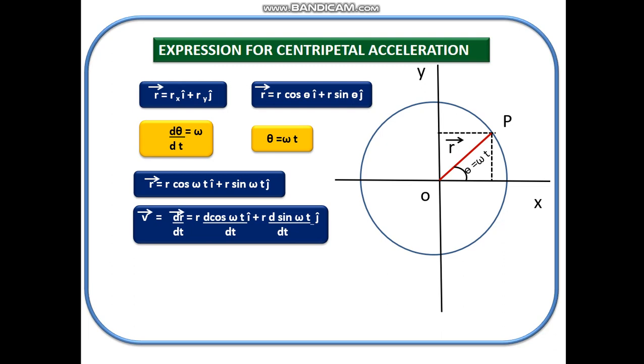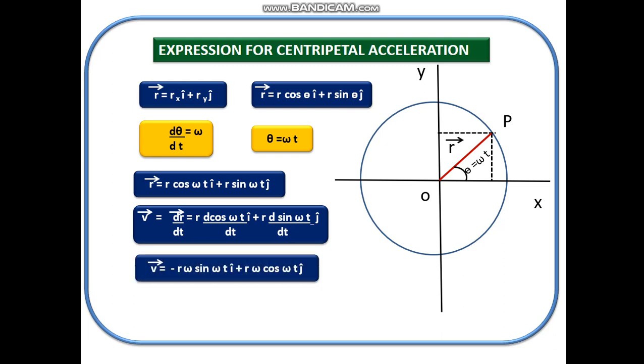So we take the derivative. So it becomes r d by dt of cos omega t i cap plus r d by dt of sin omega t j cap. The derivative of cos omega t is minus sin omega t, and the derivative of sin omega t is cos omega t, multiplied by omega. So ultimately when we take the derivative, it comes out to be v vector is equal to minus r omega sin omega t i cap plus r omega cos omega t j cap.